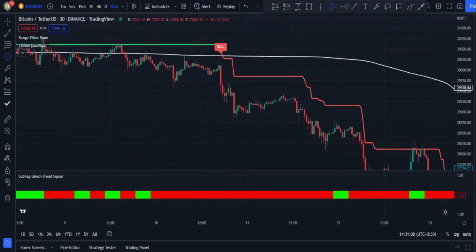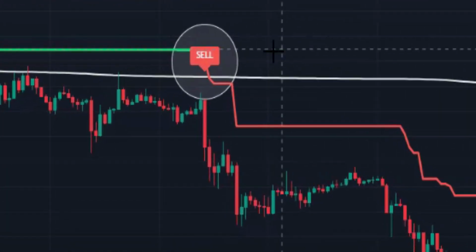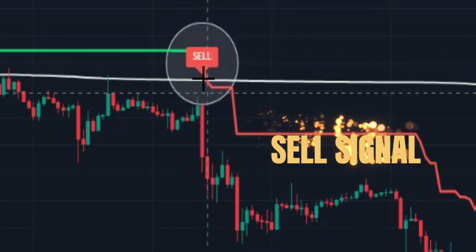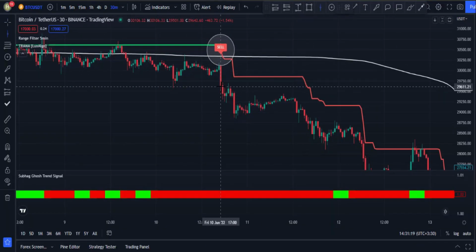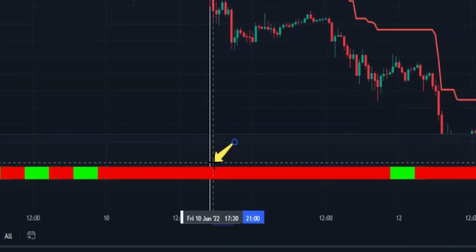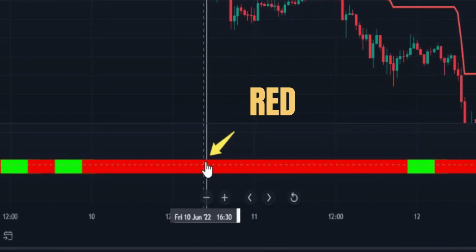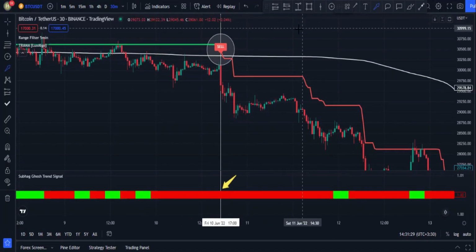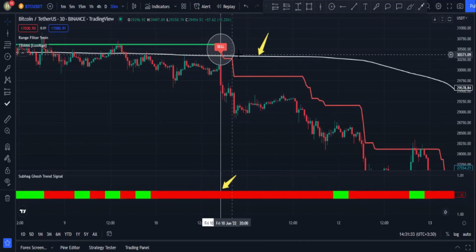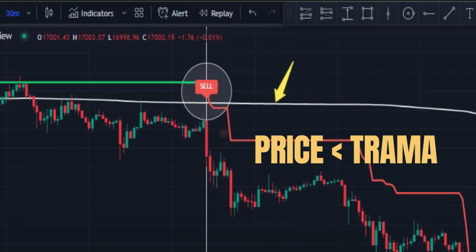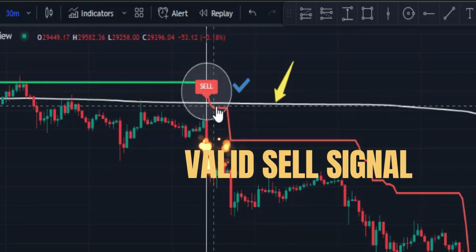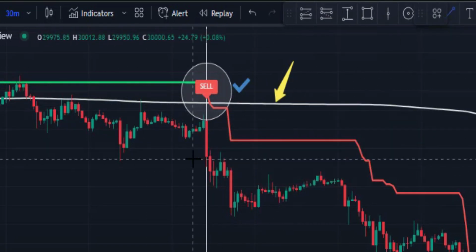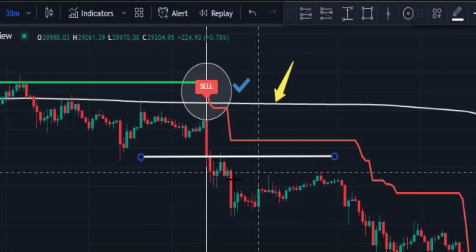And exactly the opposite is true for a short signal. So for a short signal to be valid, we need a valid sell signal by the range filter indicator. And for the confirmation, the sub-hedge indicator should be red. And to trade with the trend direction of the market, the price action should be below the trauma line. So this sell signal is valid, and we can put our sell order at the close price of the trigger candlestick.